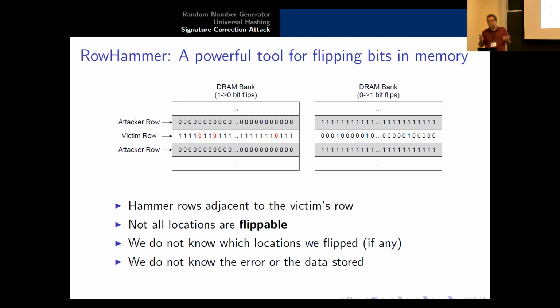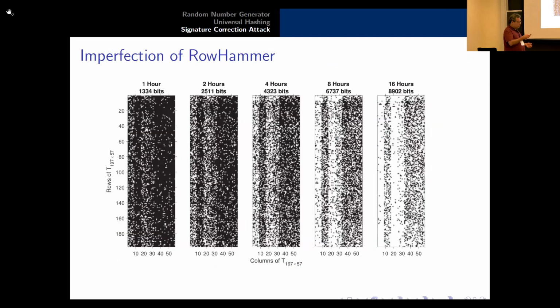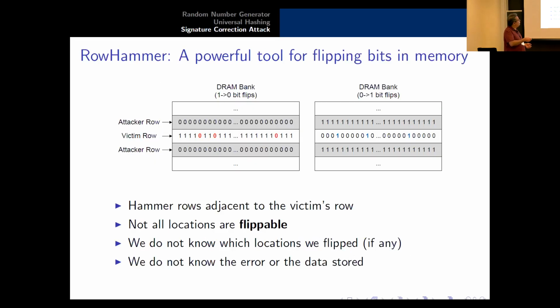You can even do it through JavaScript if you want. Basically, what you're doing is targeting a victim row. This is just a row in memory that you don't have access to. You're not allowed to modify or read it, but you don't care because you're not targeting it directly. You're targeting your own rows.